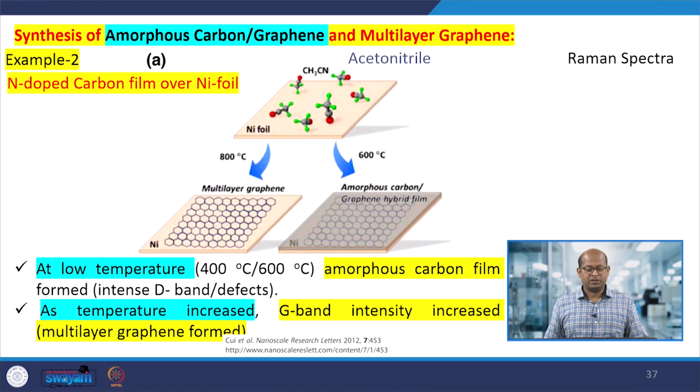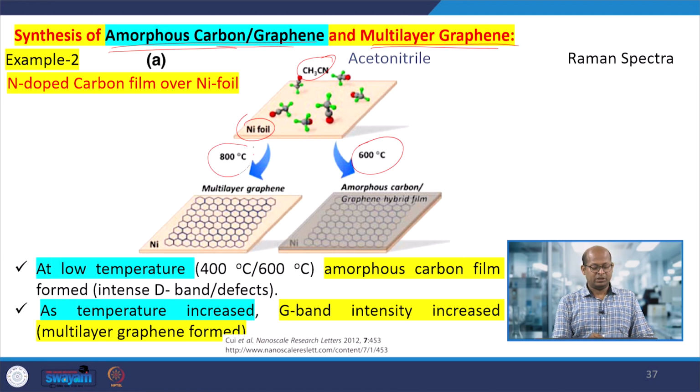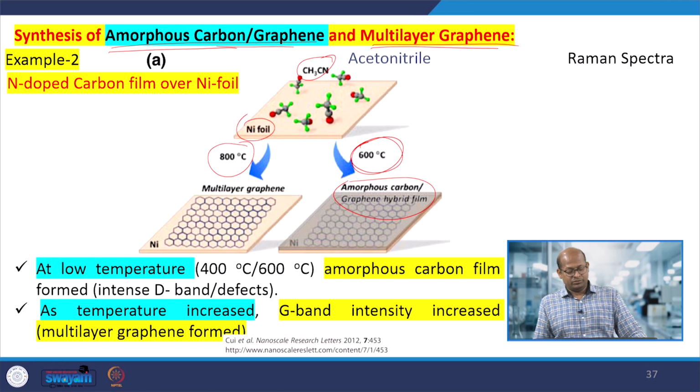Here I am showing a few examples. Let's say we are preparing amorphous carbon or graphene and multilayer graphene. It was prepared using nickel foil as a catalyst, with acetonitrile heated at 600 degrees centigrade as well as 800 degrees centigrade. When heated at low temperature, amorphous carbon or graphene forms, and at high temperature, multilayer graphene forms.